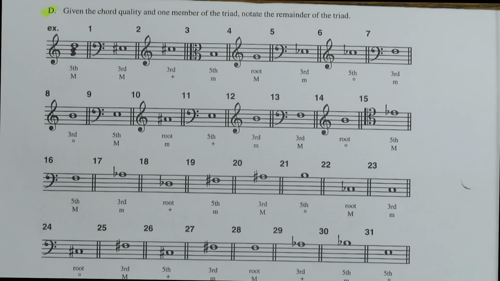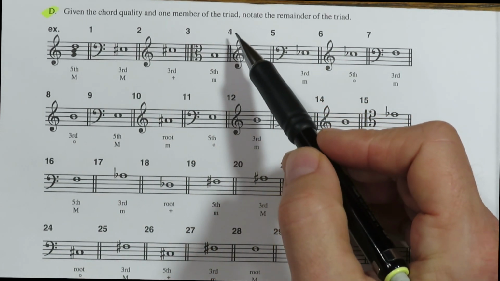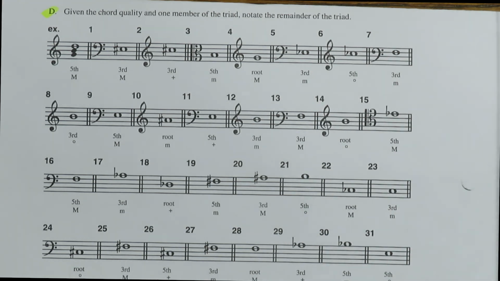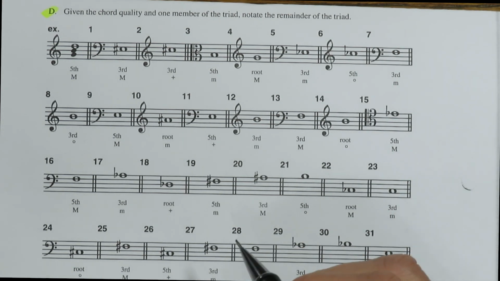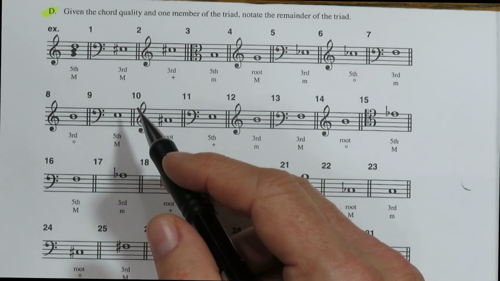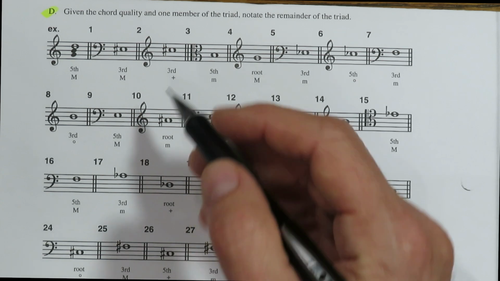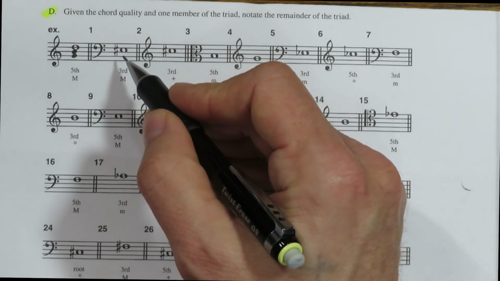Okay. And now we're on section D. Given the chord quality and one member of the triad, notate the remainder of the triad. So this time we're to notate it. Same concept. Okay, so number 1. This is the third of the chord, E sharp, and we want it to be major.